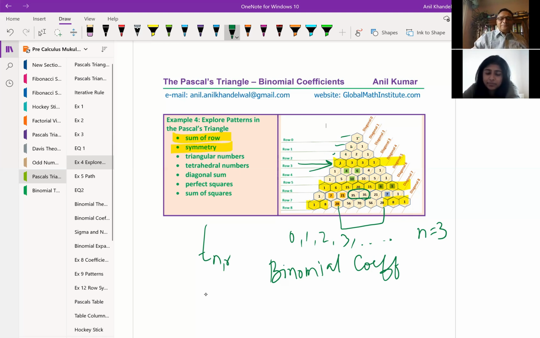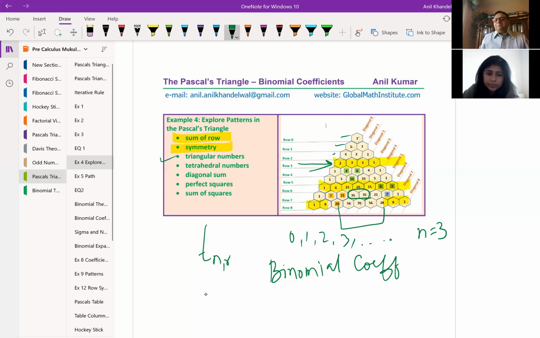It is a very interesting triangle and it has a lot of patterns. All these patterns you can actually observe. The sum of a row is 2 to the power of n. You will see symmetry, as you just pointed out. The terms from the left side and right side are exactly the same: the same distance away, they have the same value.